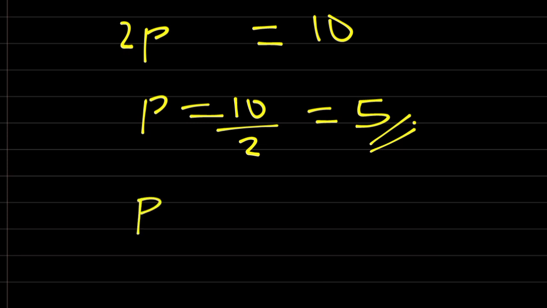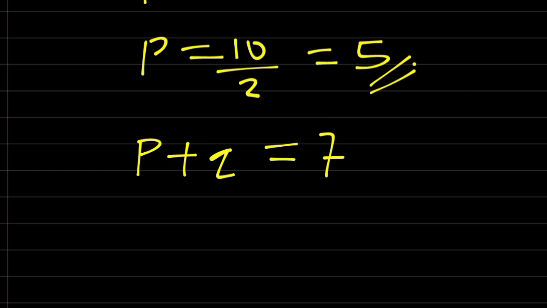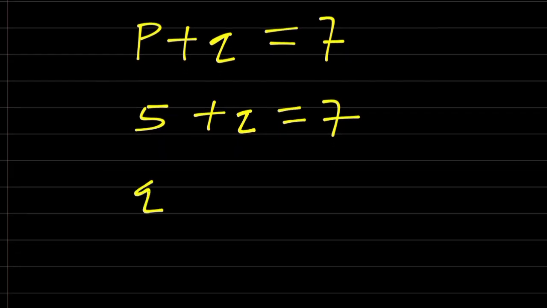And then P plus Q is equal to 7. We've gotten our P to be 5. Therefore, let's substitute the value of P. 5 plus Q is equal to 7. Therefore, Q is equal to 7 minus 5. And Q is equal to 2.